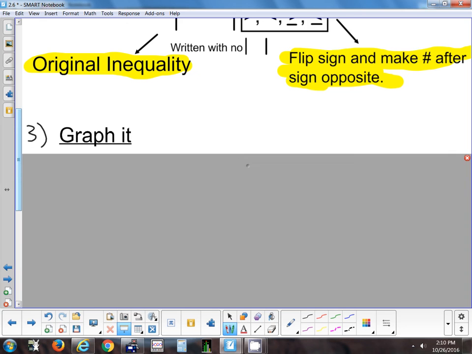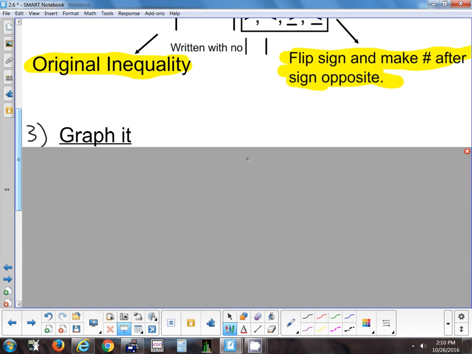Now, step three, we have to graph it. All right, so we're going to graph it. Now, what two types of problems did we deal with yesterday? What two types do we have?